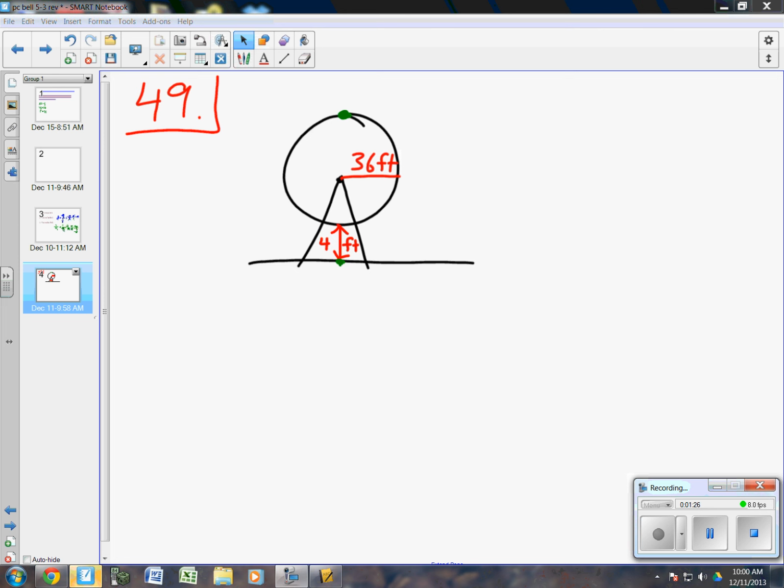I don't know. I haven't got that far. Let's look at B. The Ferris wheel rotates 300 degrees counterclockwise and stops to let another passenger on the ride. How far above the ground is Domingo when the Ferris wheel stops? Okay. No, I think he's talking about right here.